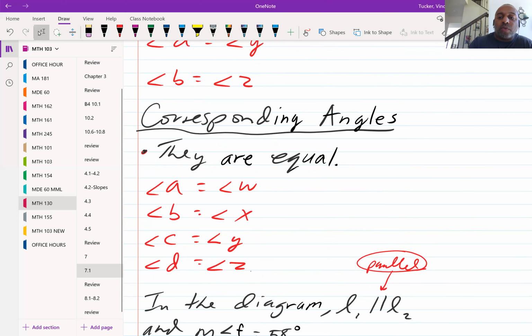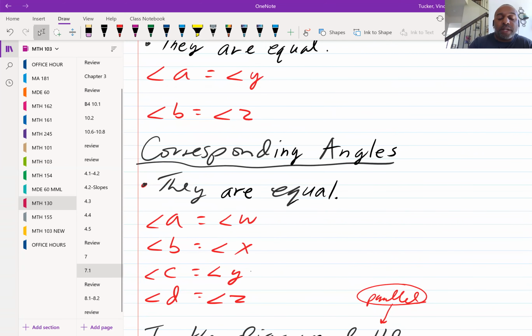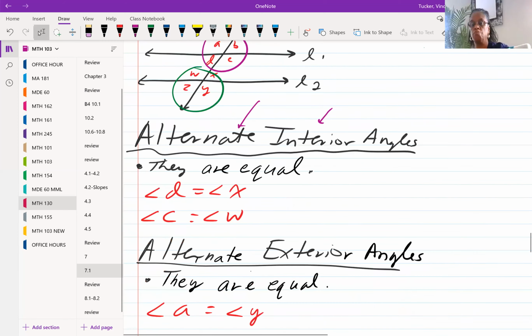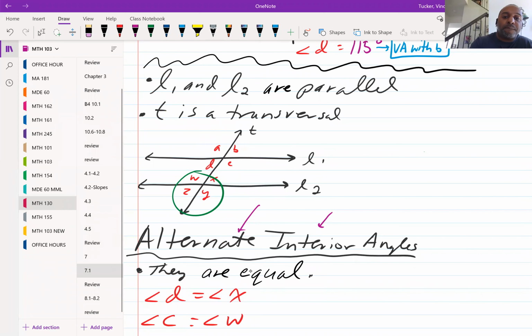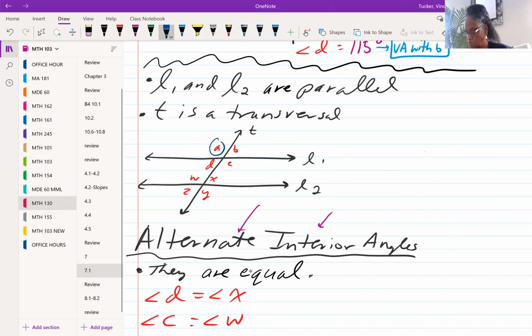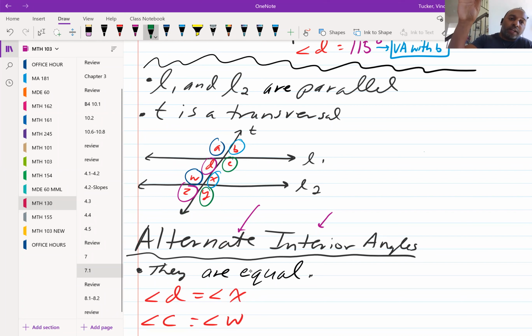All right. So questions on anything before we look at an example that talks about these relationships? So that means, in the cluster, A and W are equal. B and X are equal. D and Z are equal. C and Y are equal. So that cluster of angles corresponds to the cluster of angles down at the bottom. Okay.